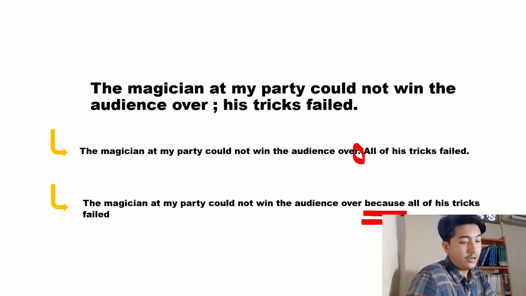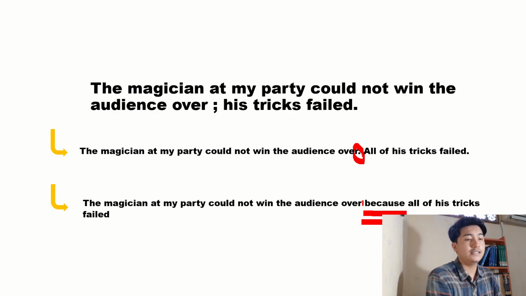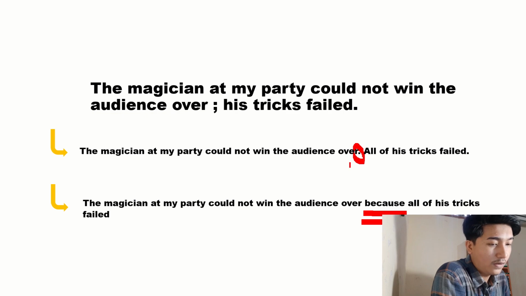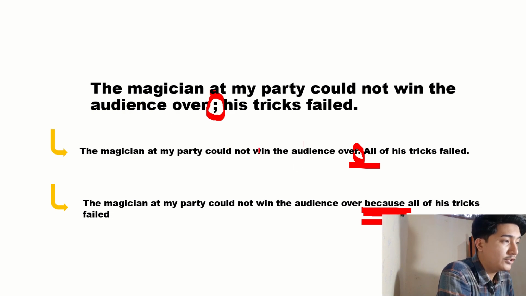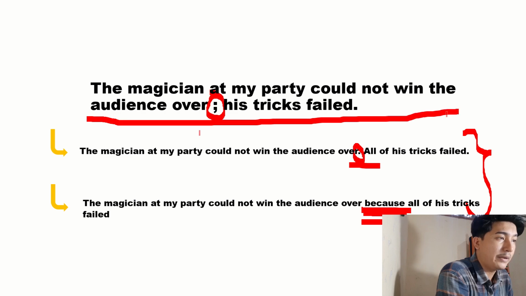It could also have been joined by conjunctions like this. Instead, the sentence drops the period or drops the conjunctions like this and joins the two sentences or two parts of the sentence into one using the semicolon. So the correct way to join these two sentences into one idea is just like this: The magicians at my party could not win the audience over; his tricks failed.